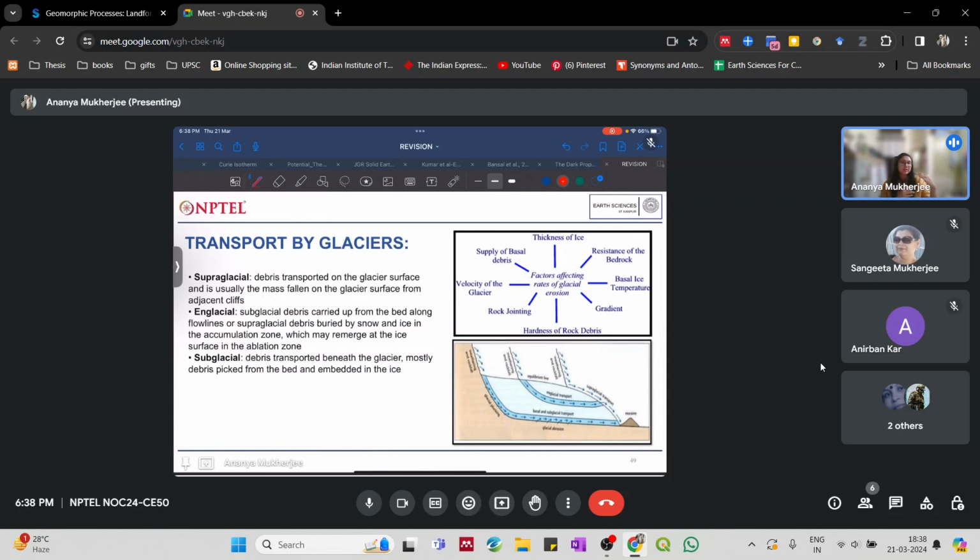So you have supraglacial, that is on top of the glacier, englacial is within the glacier itself, and then you have subglacial, that is at the bottom of the glacier, like on the rock bed. Okay, so you can see over here all the different sediments being transported by the glaciers.